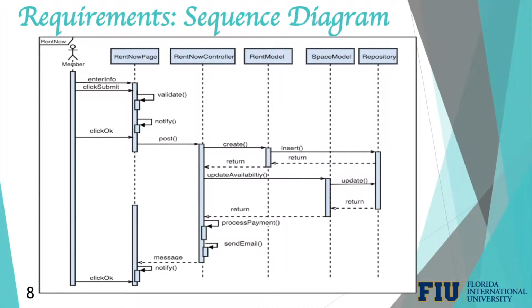the rent now controller. The rent now controller tells the space model to update the availability, and the space model updates this in the repository. The repository then returns back to the space model, which then returns back to the rent now controller. The rent now controller processes the payment and also sends the user an email. Then the rent now controller sends a message back to the rent now page. The rent now page then notifies the user saying their transaction has been completed, and the member can click OK.